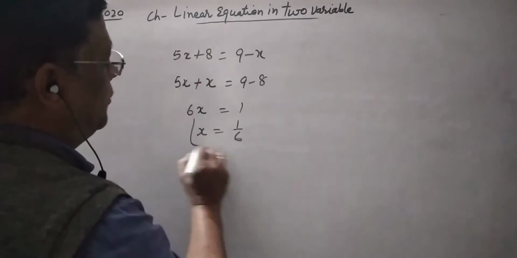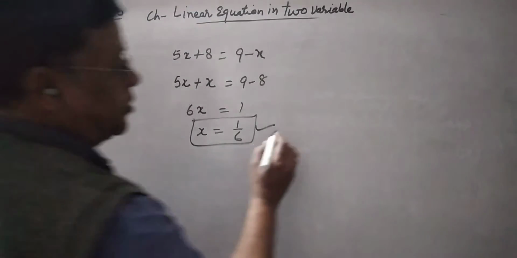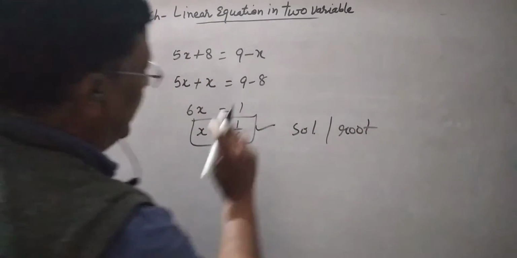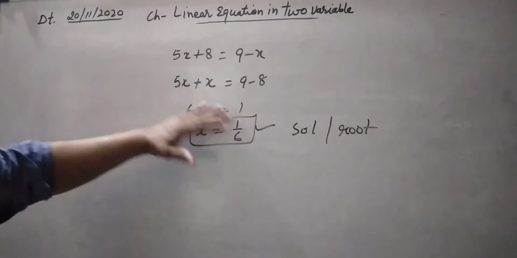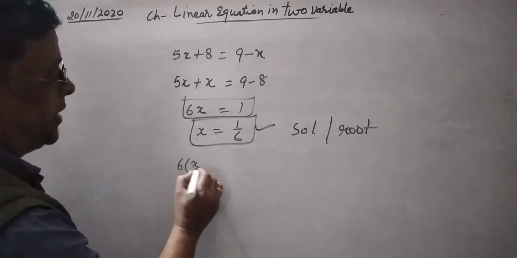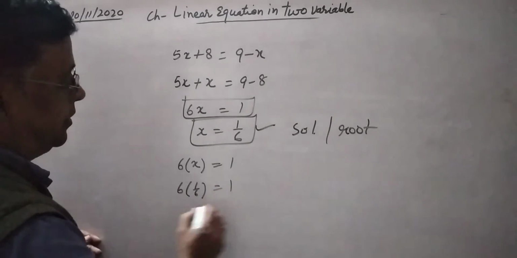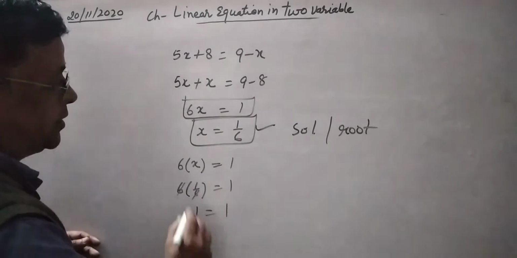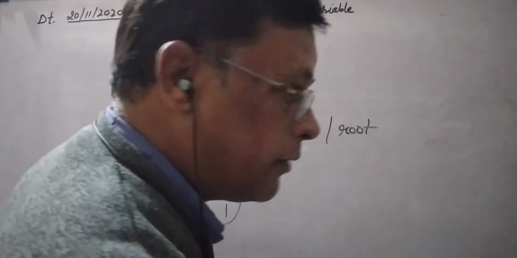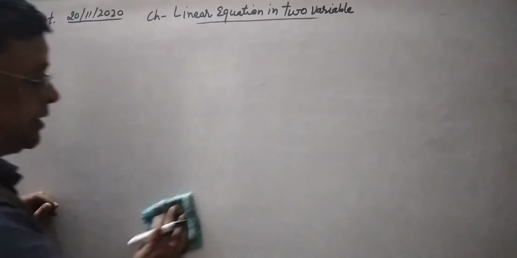This value of the variable is known as the solution, or root, of the equation. When you substitute this value in 6x equals 1, we get 6 into 1 by 6 equals 1. 6 and 6 will cancel, so 1 equals 1. This way we satisfy the value. This is the example for one variable. Now we take one more example that involves two variables. Correct?